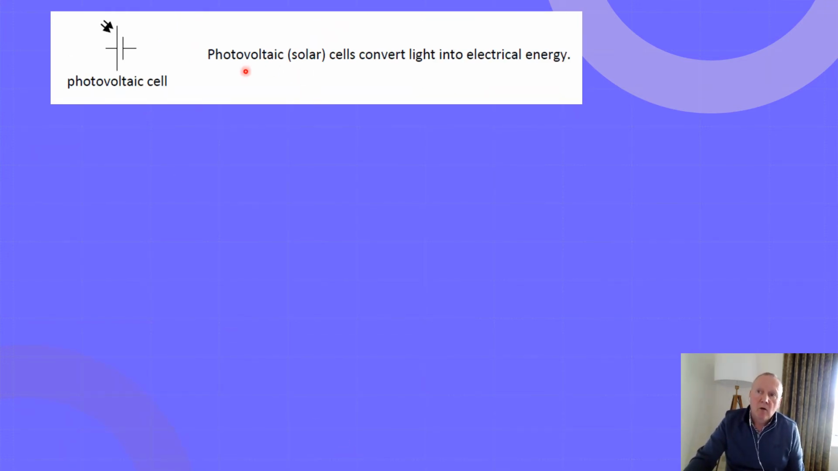Okay, solar cell, or photovoltaics as they call it in America. Solar cells convert light into electrical energy. So that's the symbol for a cell, and the two arrows, when the arrows are going in the way like that, that means it's reacting to light. So this is operated by light. So this is a device that converts light energy into electrical energy, or solar cell.